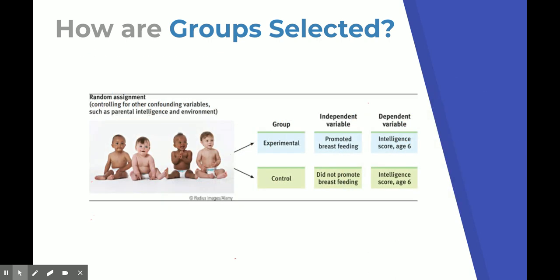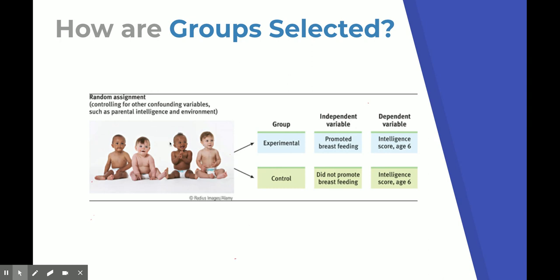So a little bit more, how are they, again, selected? So let's say I have a group of babies, toddlers here. And I want to know the effect of breastfeeding on intelligence. So that's what I'm studying. Say my hypothesis is infants that are breastfed have higher IQ scores than those that were not. I take my group of babies, and for each baby, I flip a coin. If it's heads, they're in the experimental group. If it's tails, they're in the control group. So now I've divided them using random assignment.